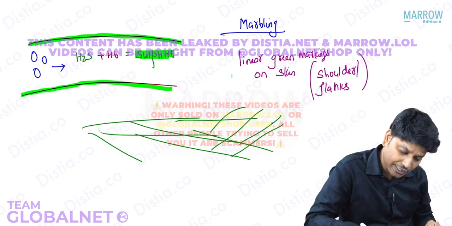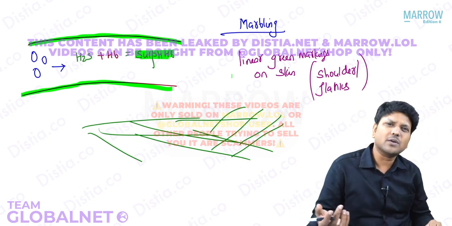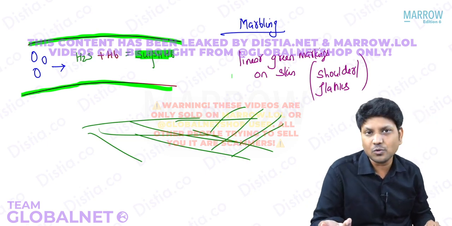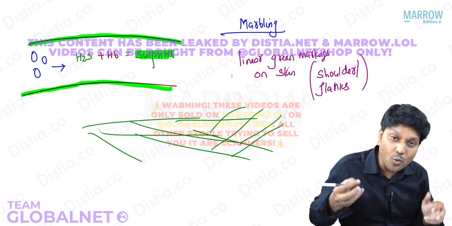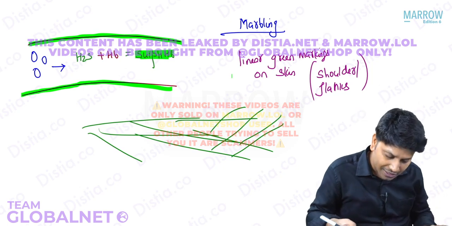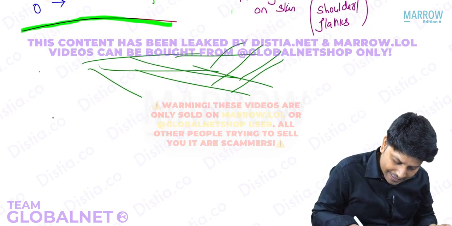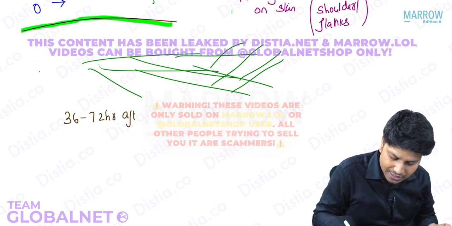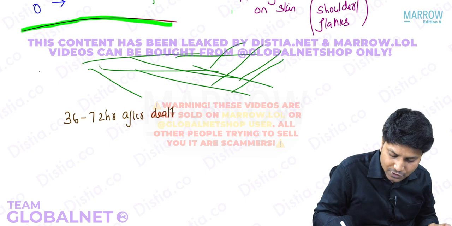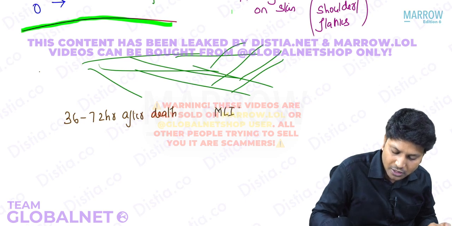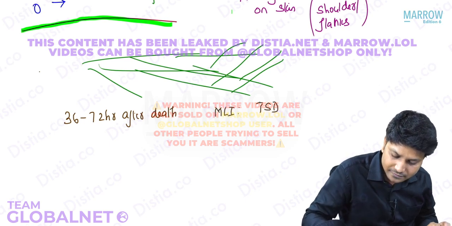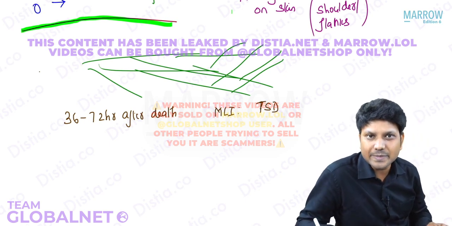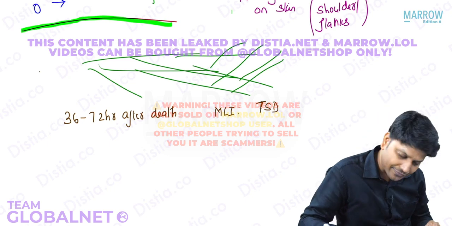But here you need to know what questions they can ask you. They can ask you, what is the color? Green color. What is the pigment? Sulfhemoglobin. The next point they can ask you, why should you learn this? You should learn this because this will help us get an idea. This normally happens around 36 to 72 hours after death. So this will give us an idea about time since death. That is a medico-legal importance. Do remember 36 to 72 hours.